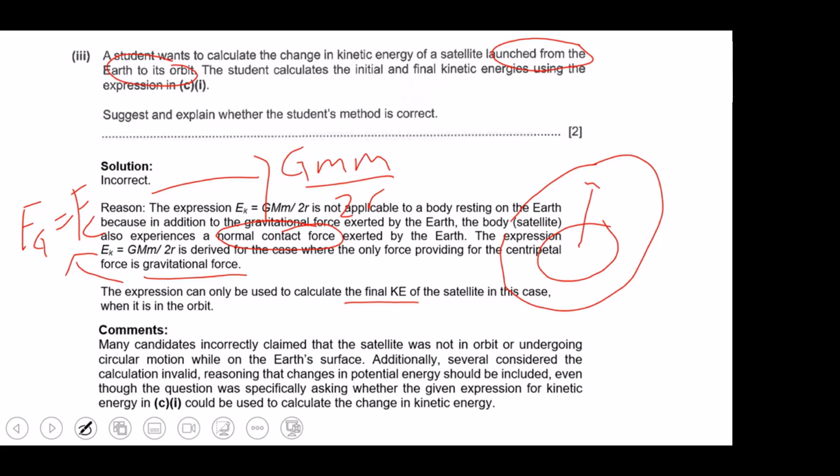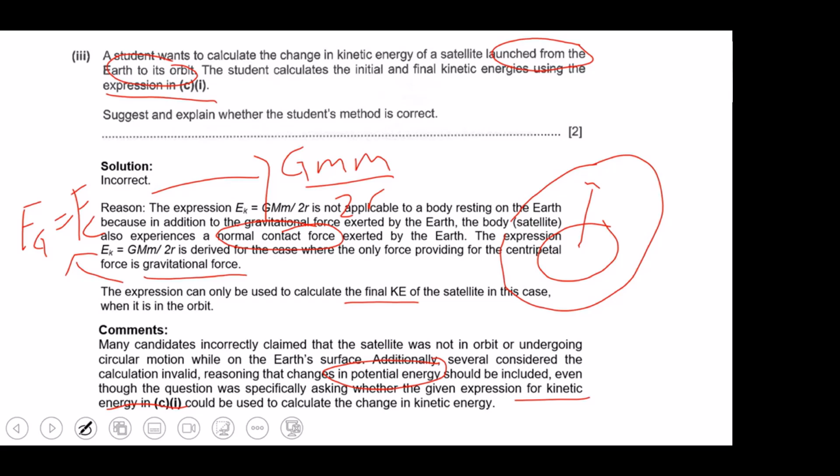Satellite, many candidates actually claim that the satellite was not in orbit or undergoing circular motion. Okay, a lot of them say that the GPE change, GPE should also be included, but the question actually asks for using the expression in C1. So there's no need to talk about GPE changes, right? Because the question already asks for the expression in C1. Okay, so just focus on KE change.